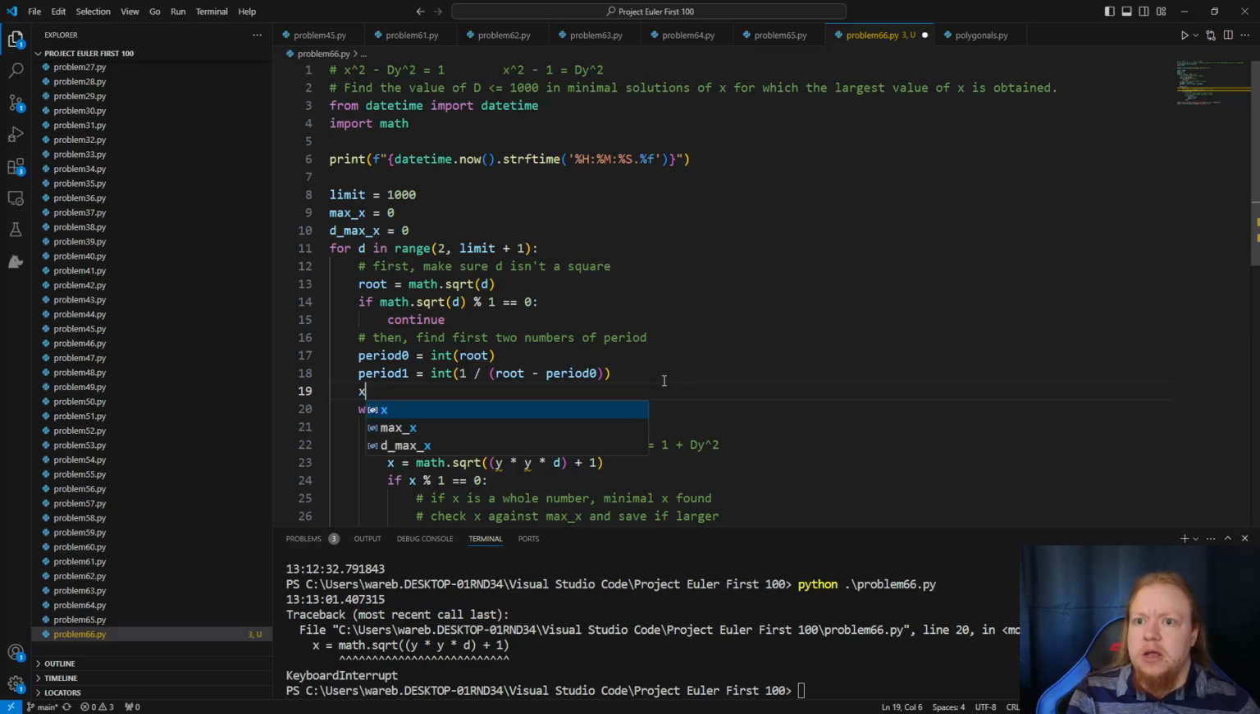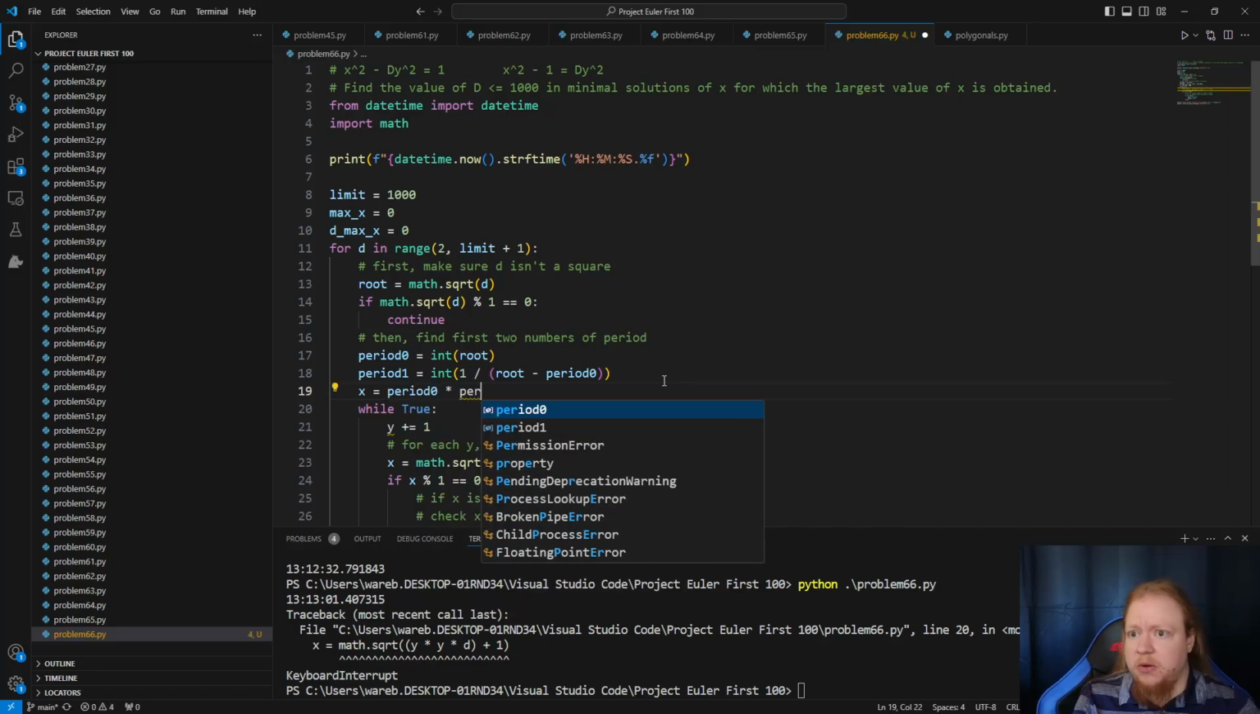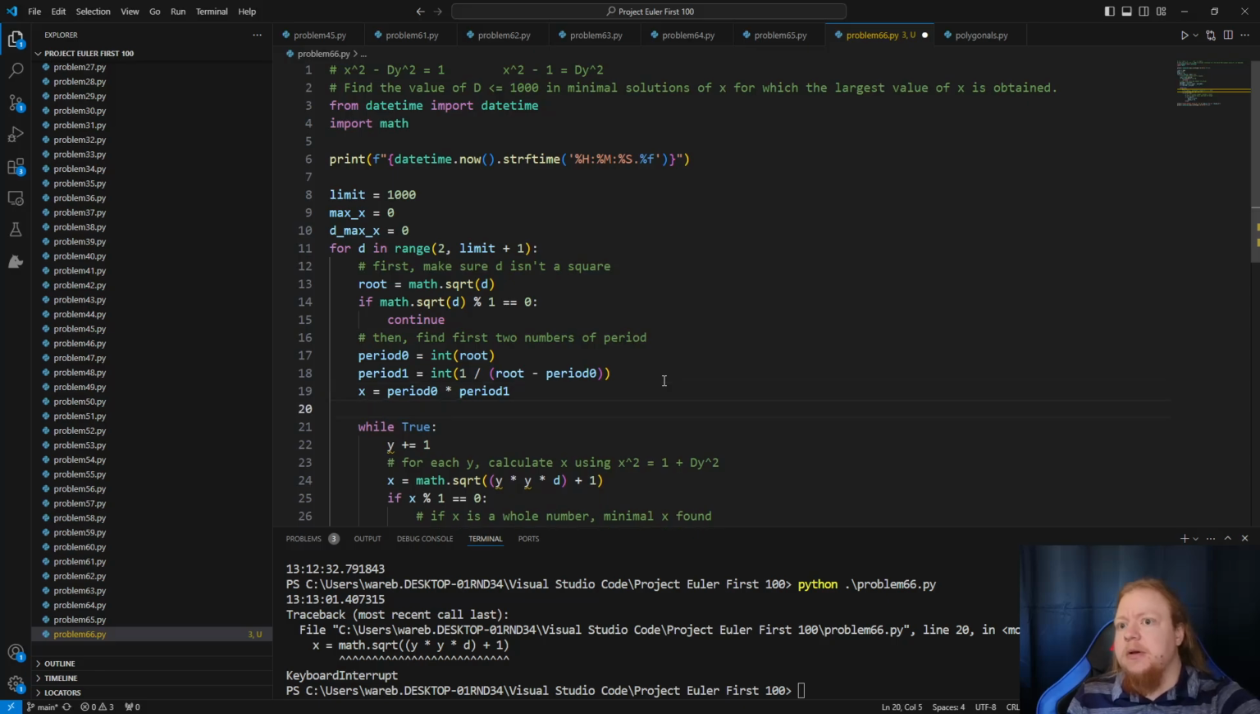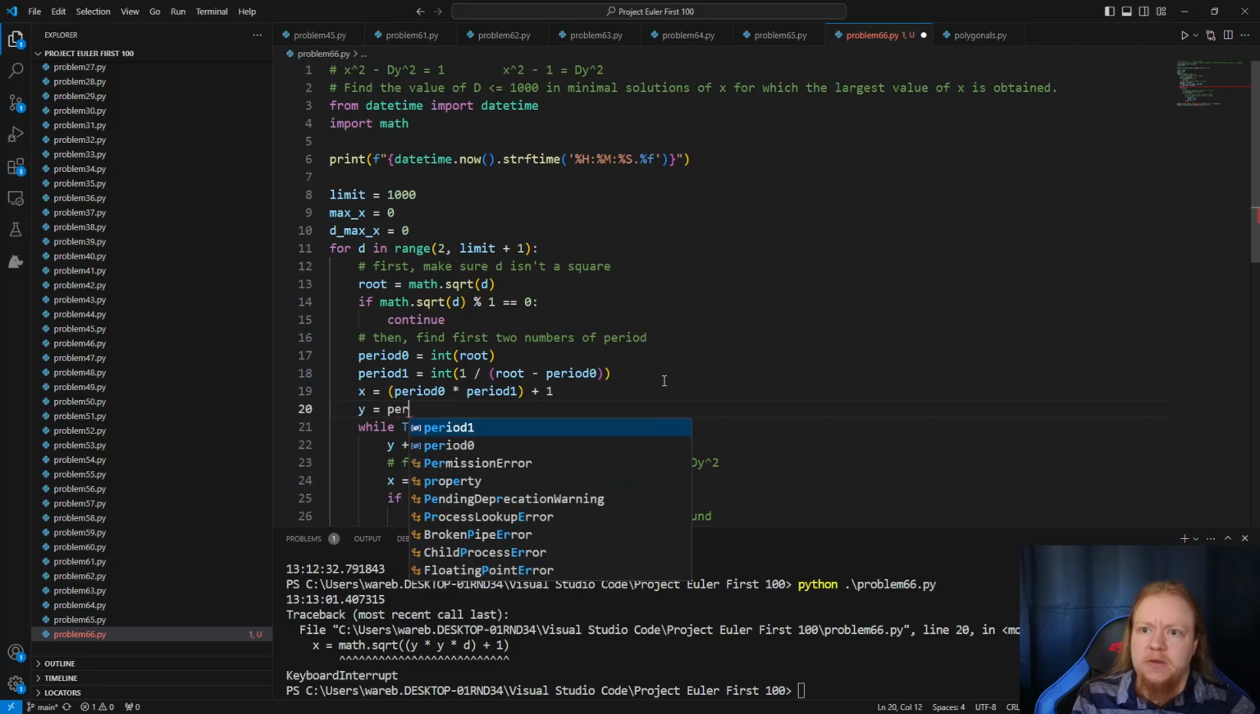So x is equal to period 0 times period 1, plus 1. Gotta add the 1 on there. And y is equal to period 1.